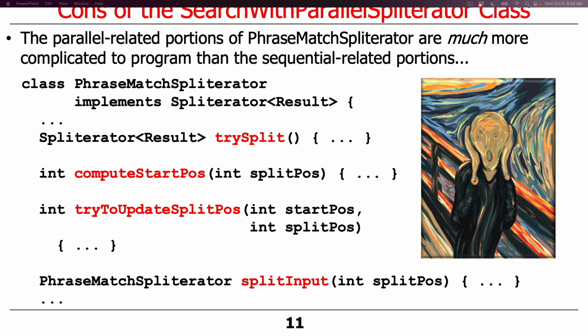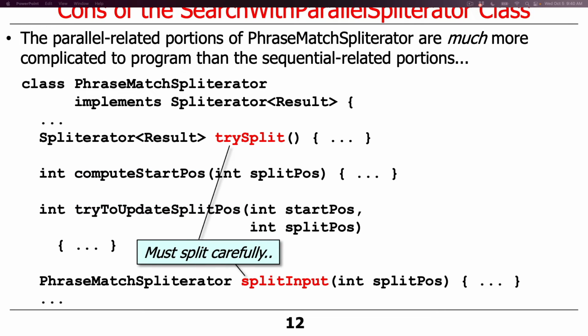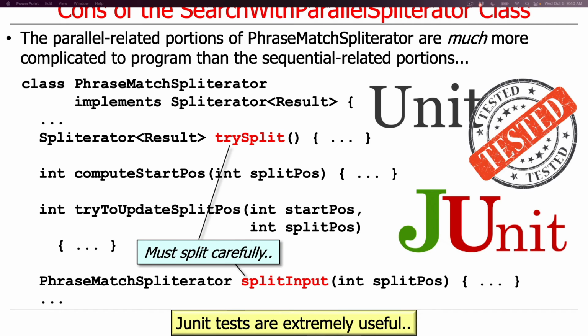SplitInput was easy. ComputeStartPause was easy. TryToUpdateSplitPause was a lot more complicated because we had to account for the fact that we didn't want the phrase to straddle a split in the input string. And that took a bit of thinking. So the point is you have to split very carefully.